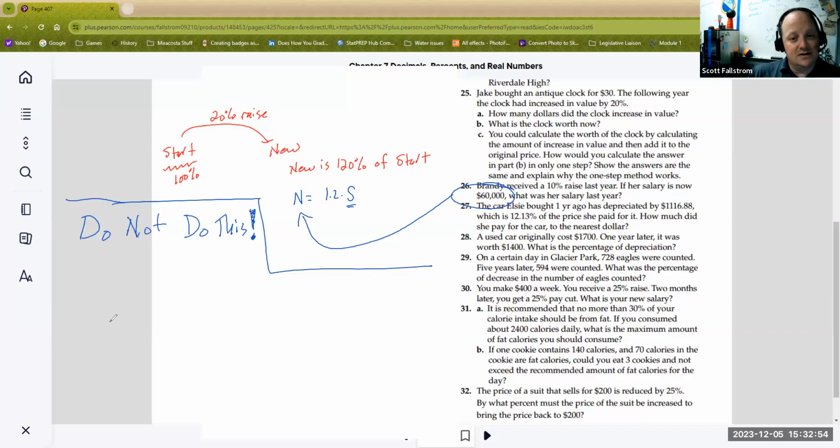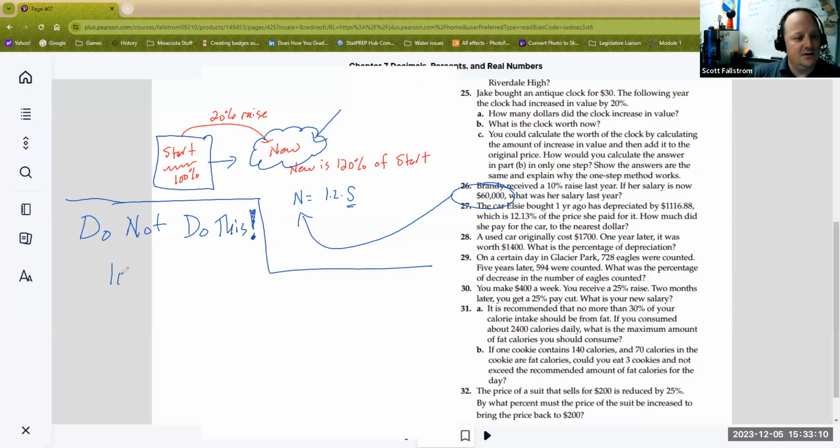So they would multiply and then subtract, and that would go backwards. But it's very, very different, because now you're taking 10% of the new amount, whereas what we said is we had a 10% raise on the starting amount. And those are different values.